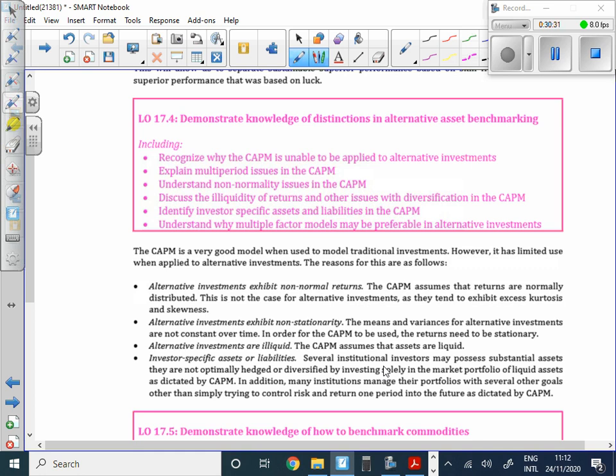Certain institutional investors possess certain assets that may not be optimally hedged or diversified as the CAPM would perhaps like them to be. And remember, guys, of course, CAPM is a single period model. Not everybody works only on a one period of asset investment.